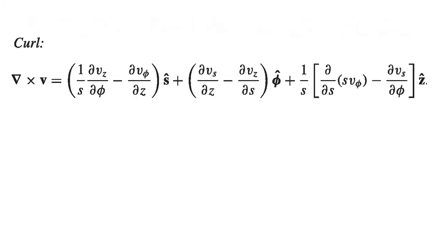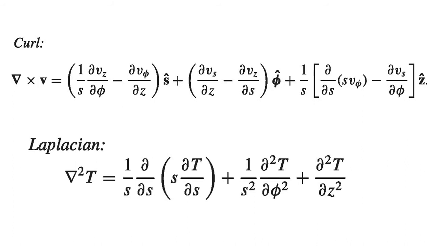The curl, del cross V equal to 1 by S dou Vz by dou phi minus dou V phi by dou Z S cap plus dou Vs by dou Z minus dou Vz by dou S phi cap plus 1 by S dou by dou S of S V phi minus dou Vs by dou phi Z cap. Laplacian del square t is given by 1 by S dou by dou S of S dou t by dou S plus 1 by S square dou square t by dou phi square plus dou square t by dou Z square.